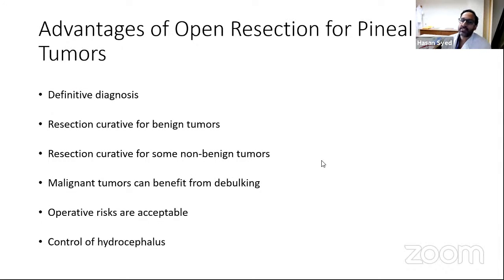And so just a few slides in terms of advantages of open resection using that corridor in terms of pineal tumor resection. As we talked about, you can get a definitive diagnosis, potentially a cure for benign tumors, and the resection is curative for some non-benign tumors. Debulking can be beneficial for malignant tumors. There are definitely operative risks, as was mentioned, in terms of the deep veins and being very careful in terms of dissection of the tumor capsule. Sometimes it is safer to leave some tumor behind if there is significant risk, because of the risks involved of venous injury. And obviously taking care of the obstruction can control the hydrocephalus as well.